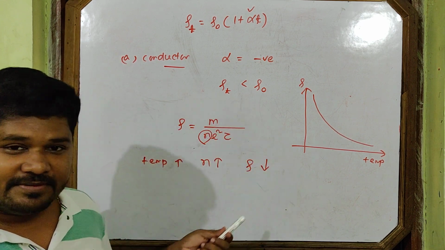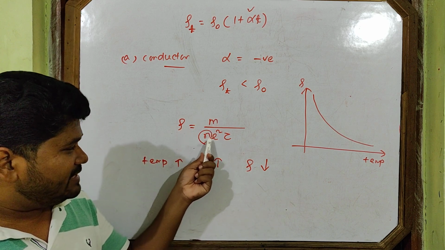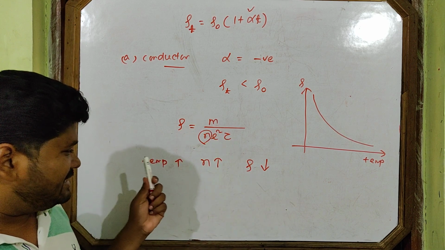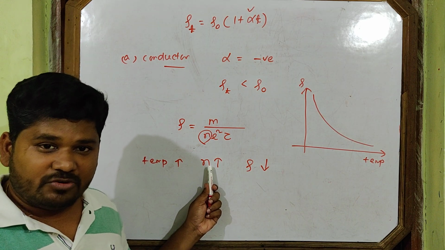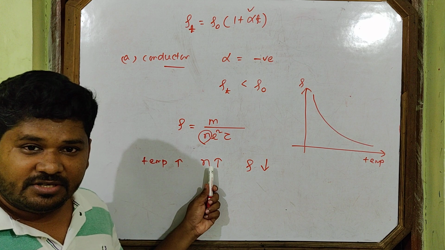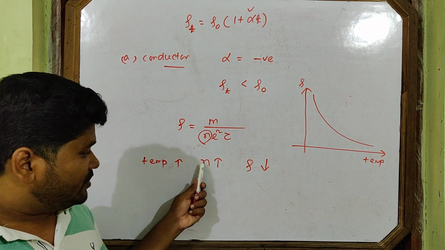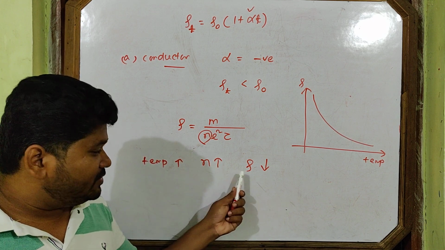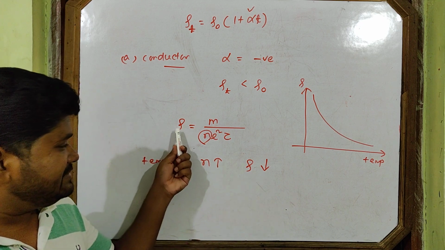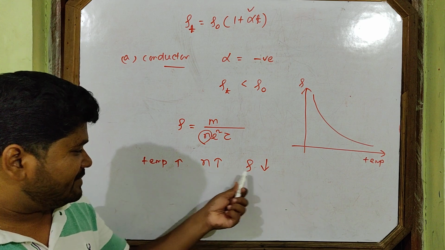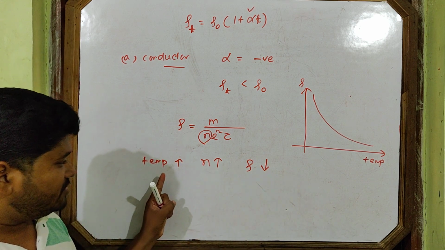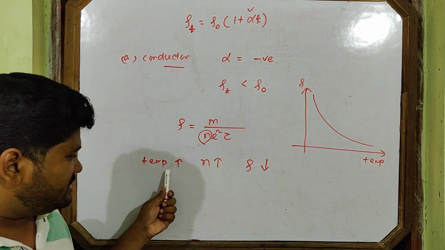You should be able to understand this formula: rho is equal to m by N e squared tau. When temperature increases, more and more charge carriers become available. They come out of the atom with increasing temperature. Initially charge carriers are very few. When N increases to a very large value, rho decreases, meaning resistivity decreases and it conducts easily. In a semiconductor this happens. Both are inversely related. You see one arrow is up, one arrow is down. They are inversely related.